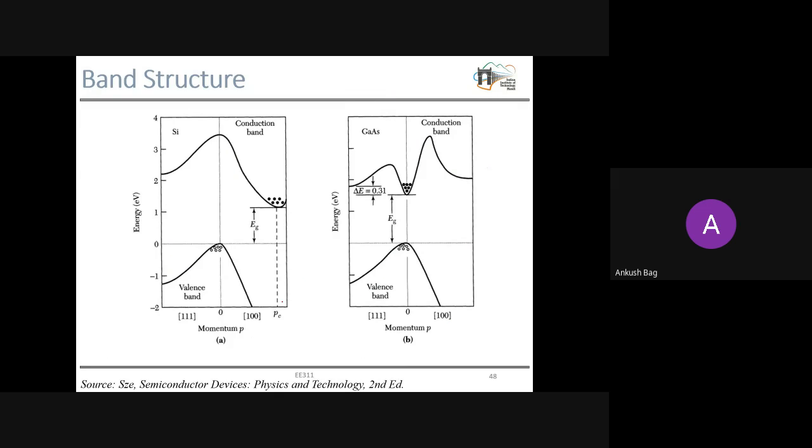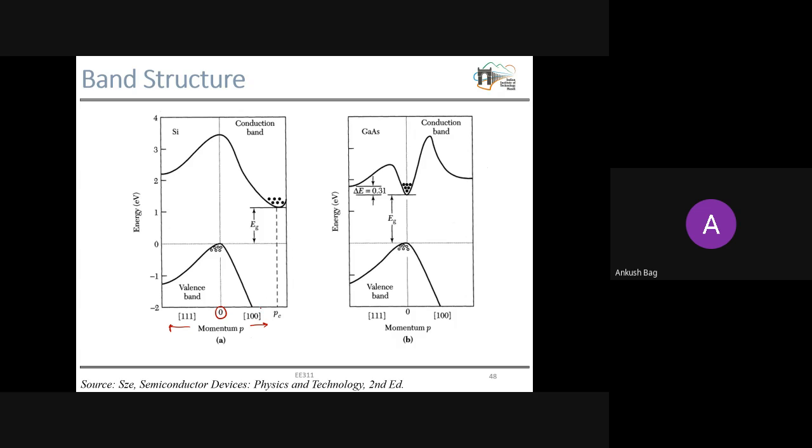Okay, so this is a little bit more detail of the band structure we have just seen in the previous slide. Here you can see p equals 0, where p is the momentum. Here we have one direction, and here we have another direction. What does this mean, this 100, 111, and 100?